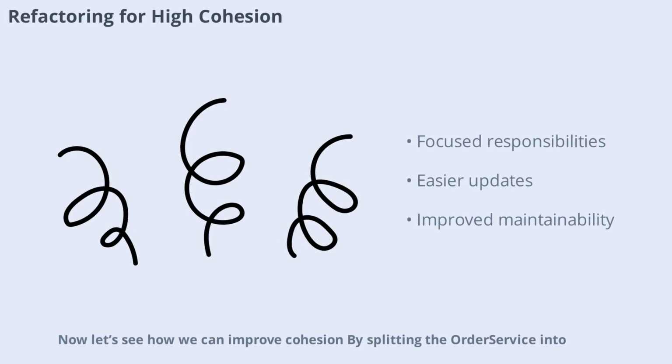Now let's see how we can improve cohesion. By splitting the order service into separate classes: OrderService for order logic, TaxService for tax calculations, EmailService for sending emails, and ReportService for generating reports. Each class now has a clear, focused responsibility. This separation makes each class easier to understand and maintain. When you need to update how emails are sent, you only touch the EmailService, leaving the other services untouched. This is the power of high cohesion in action.